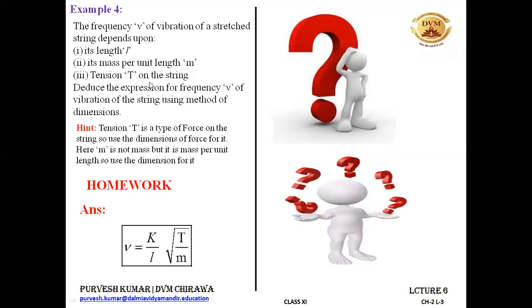So for the second factor, it is denoted by small m, but the dimension you have to use is capital M, L minus 1. Why so? Because it is mass per unit length. It is not mass. If it would be mass, then you could be using capital M only. But it is mass per unit length. That's why you have to use M, L minus 1. So this is what you have to do as your homework.